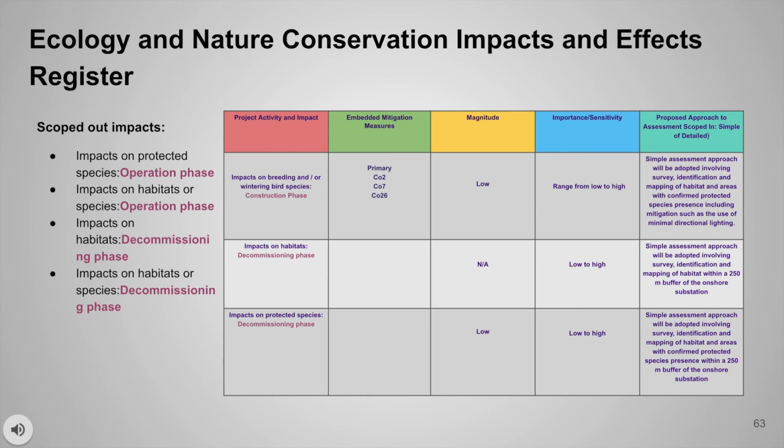for example, CO7 refers to the construction working area that will typically be 80 meters working width along the underground cable route to minimize the construction footprint. Other crossings may also expand this default to create an 80 meters, and the permanent width will be 60 meters. This is one of the embedded measures. Magnitude would be low, importance would range from low to high, and two of the scoped out impacts would be impacts on protected species and impacts on habitats or species in the operation phase.